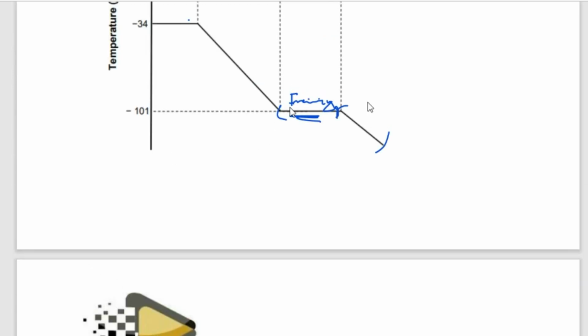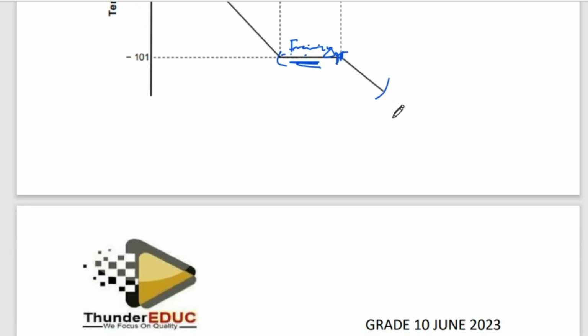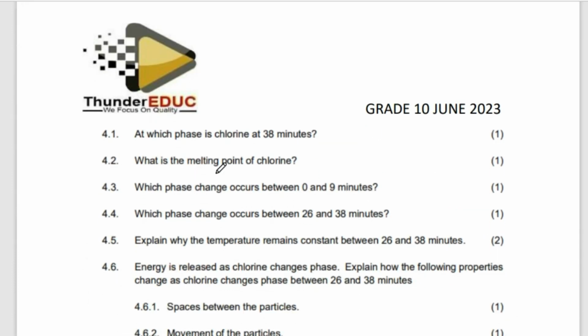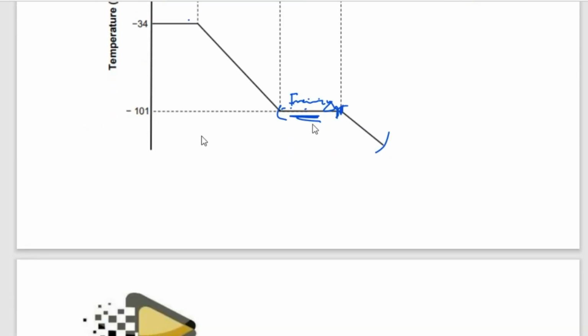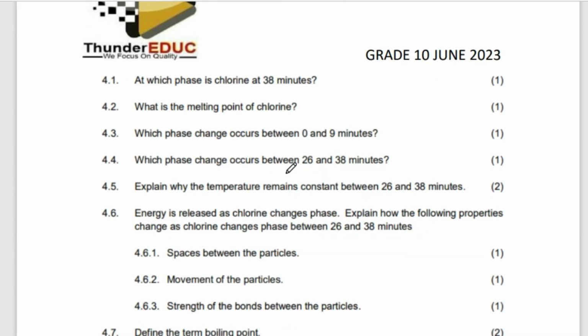Here, remember now, it's changing of phase. It's changing from liquid to, but now once it reaches here, it has reached the solid. So meaning that's a solid. What is the melting point of chlorine? You go to the temperature. So this is the melting point of chlorine.